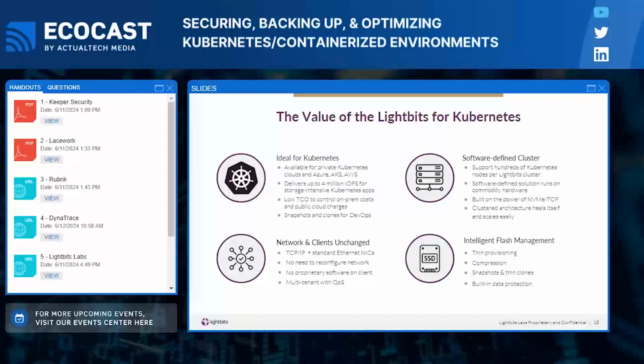We obviously have our CSI, which is open source. But everything else is just composable. And then we have our intelligent flash management, thin provisioning, compression, thin snapshots and clones, and that built-in data protection, so you know your data is safe.